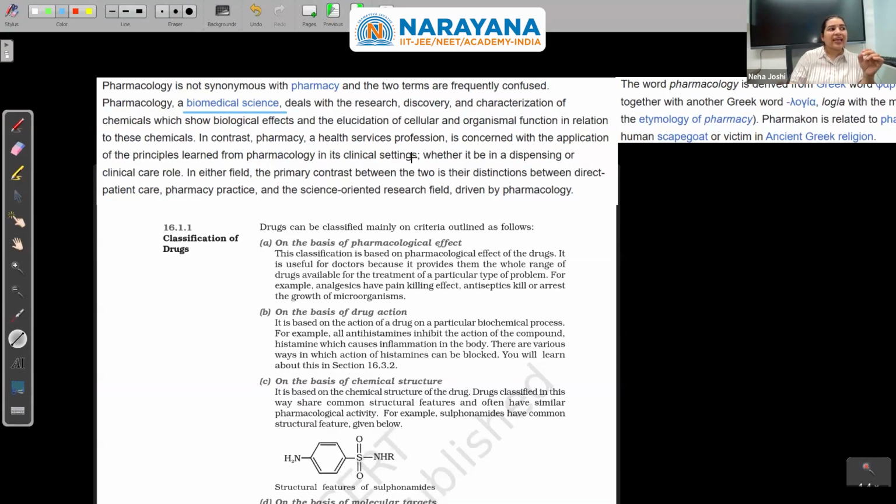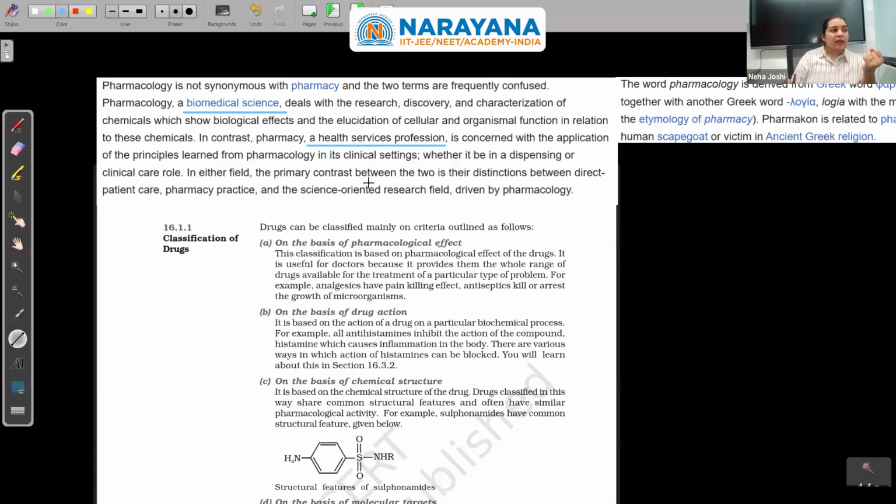In contrast, pharmacy, a health service profession, that is the medicinal shop type thing, is concerned with the application of principle. So pharmacology is a branch of science in which people do research and find what chemical is in favor, how to impact it or how to use it. That is pharmacology. And then that knowledge, when applied in a commercial way, in a profession, is called pharmacy. It is concerned with the application of the principles learned from pharmacology in clinical settings, whether in a dispensing or clinical care role.